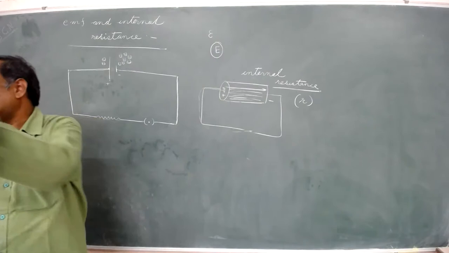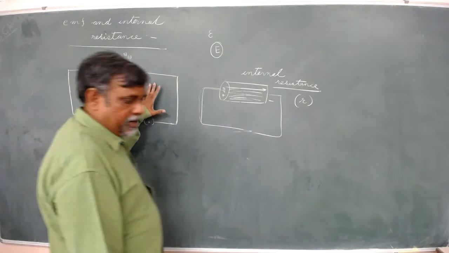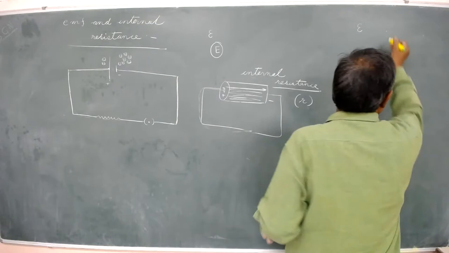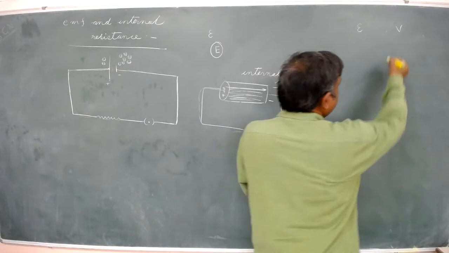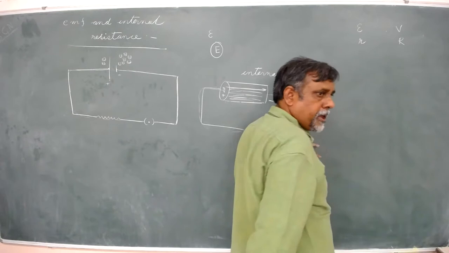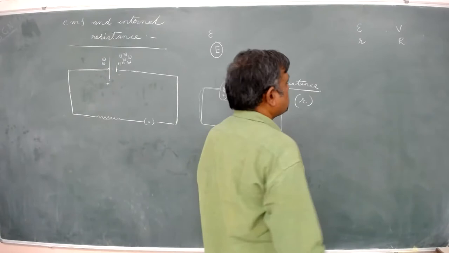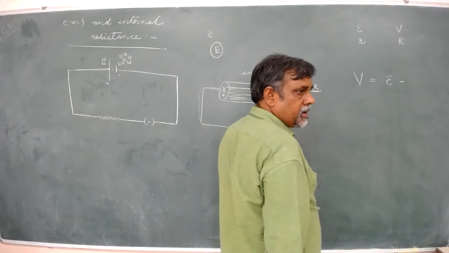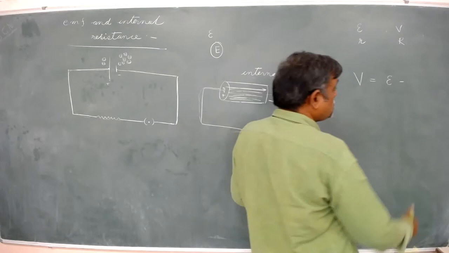When the circuit is open, the potential in the circuit will be the electromotive force, that is epsilon. When the circuit is closed, some current is used up by the network, so there is the external potential V. Now, what is the formula? The external potential difference is equal to the electromotive force minus the potential drop, that is I into r.